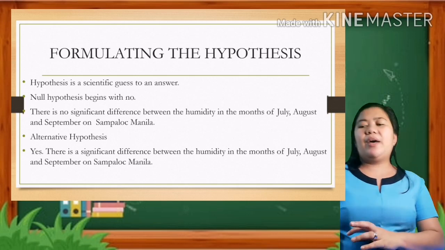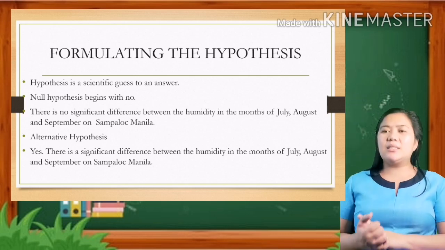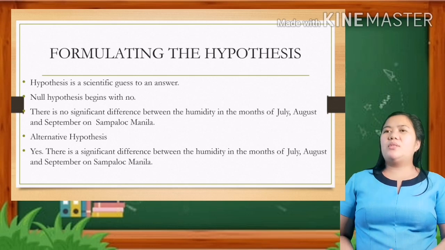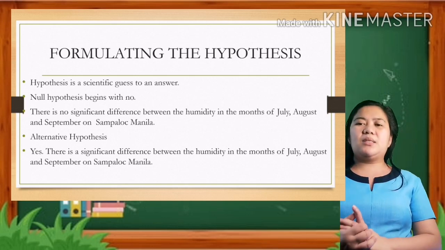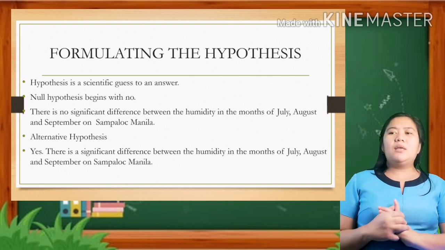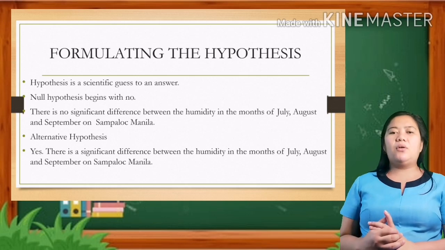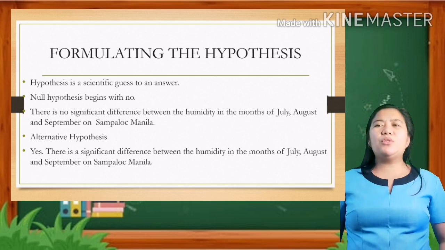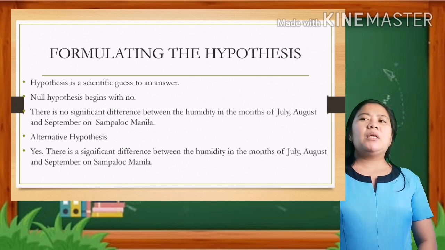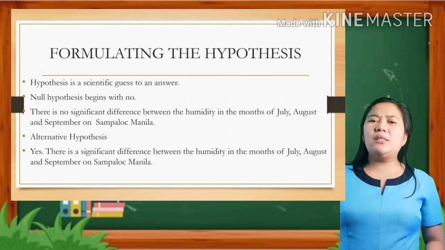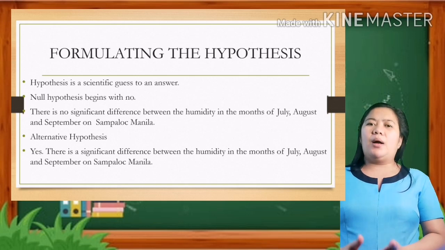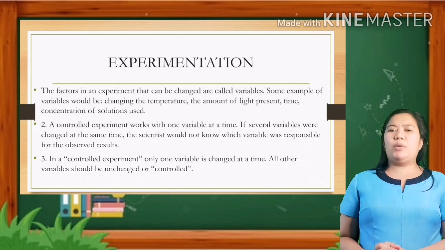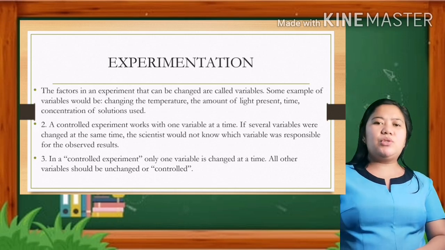Whereas its alternative hypothesis is that there is a significant difference. So this is on the positive side of stating a hypothesis: there is a significant difference between the humidity in the months of July, August, and September in Sampaloc, Manila. So how are you going to answer this particular hypothesis, or wild answer to your problem? You need to go to the next step, which is experimentation. That's the most crucial part.